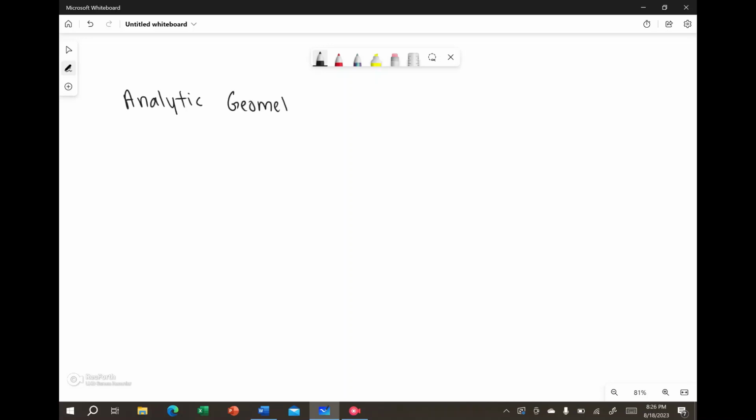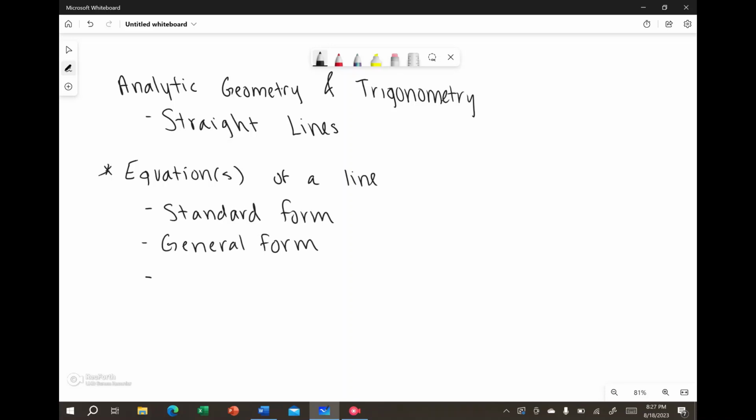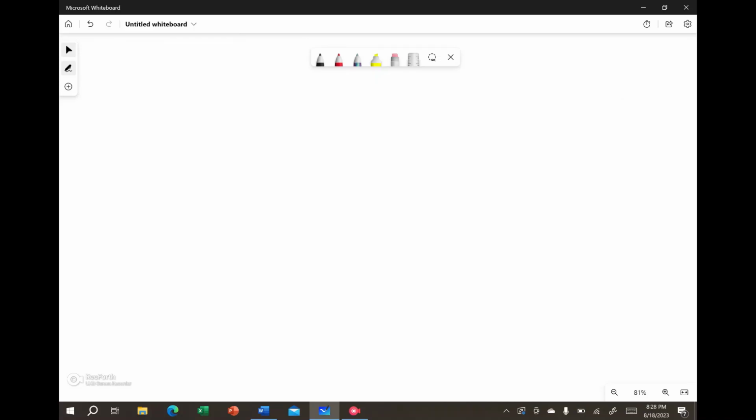Hey everyone, and welcome to another mathematics lesson where I'm going to show you guys analytic geometry and trigonometry for straight lines. The three equations we're going to be covering for equations of a line are standard form, general form, and then point slope form. So let's get right into it, one equation after the other.